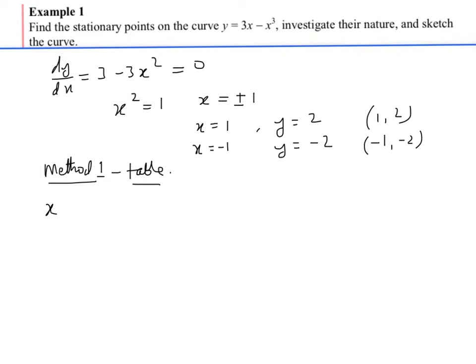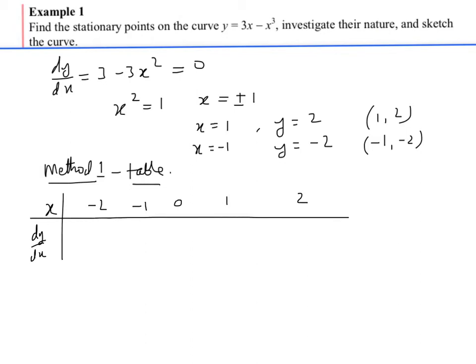What we'd want to do is look at some values on either side. So if we've got minus 1 here, we'll probably want to look at minus 2, and then we can go to 0, and then it picks up on 1, and we probably want to look at 2 as well. So these are our x values, and we want to look at the value of the gradient for each of these x values. So if I just make a little table like that, we can plug these x values into our formula for dy/dx and generate our gradient.